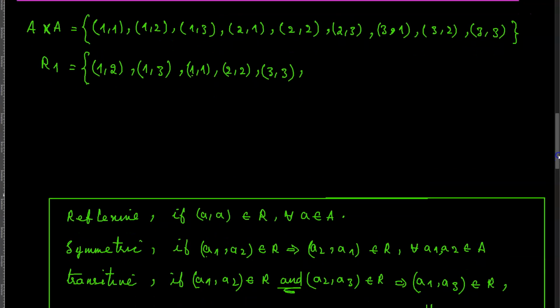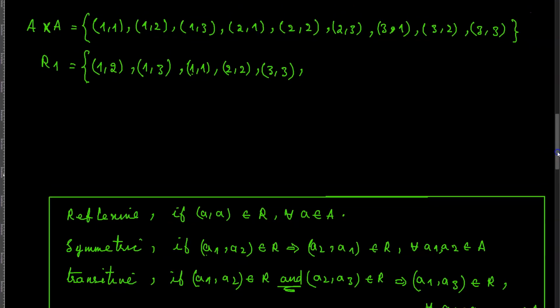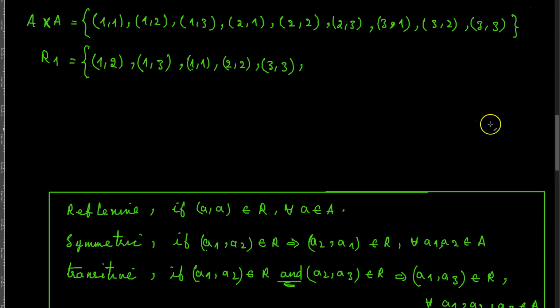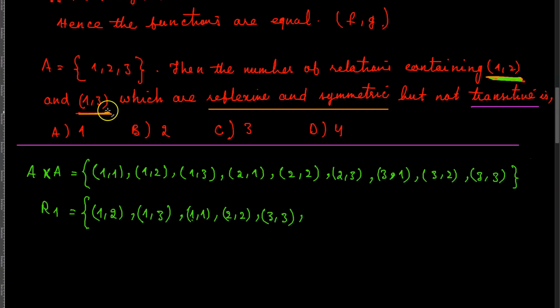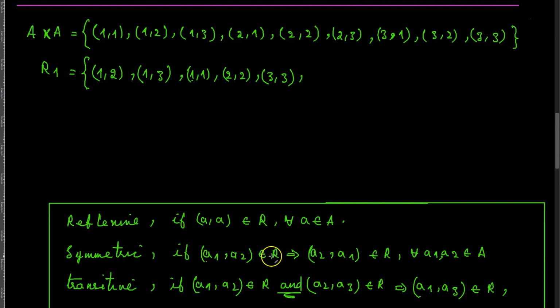Now I have made sure that R contains these two elements that needed to be there, and it's also reflexive. Now we need to make it symmetric. Symmetric means that if (a1, a2) belongs to R, that implies that (a2, a1) belongs to R as well. Meaning that, for example, if (1, 2) belongs to R, that must imply that (2, 1) also belongs to R. So I have to put (2, 1) here as well. And if (1, 3) belongs to R, then (3, 1) must belong to R as well. And (1, 1) is already symmetric, (2, 2) is already symmetric, and (3, 3) is already symmetric.